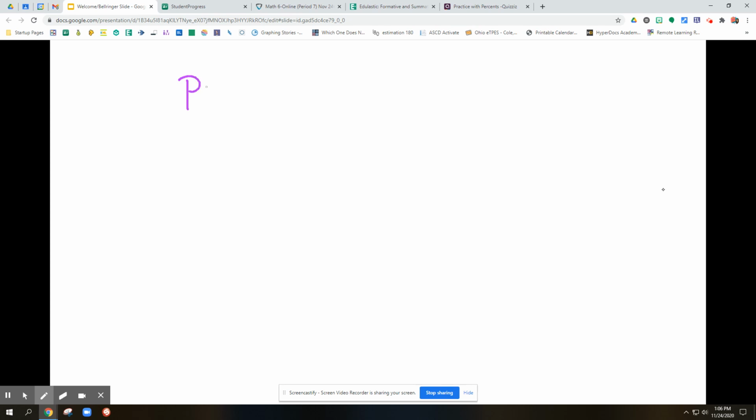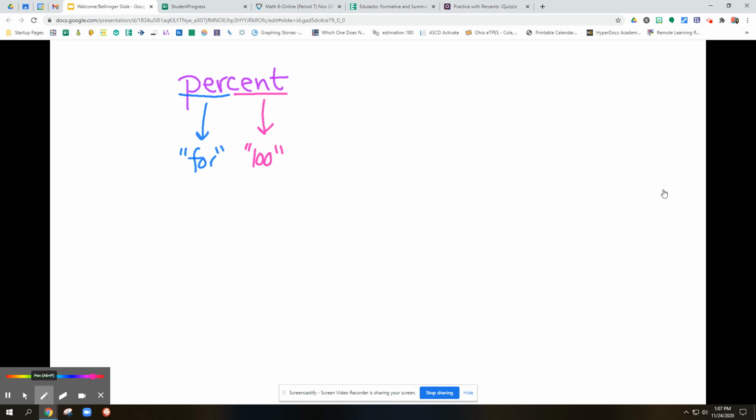So just as a quick review, the word percent has a pretty direct meaning. The word per means for, and the word cent means 100. So when you see percent, it means for every 100.